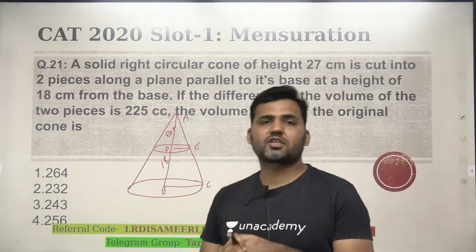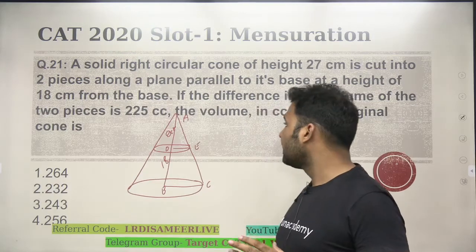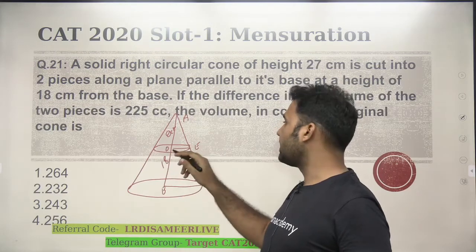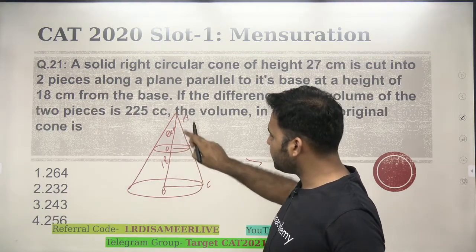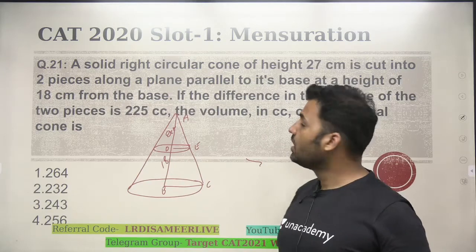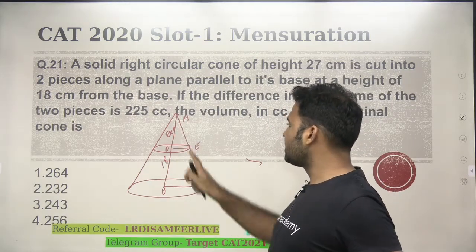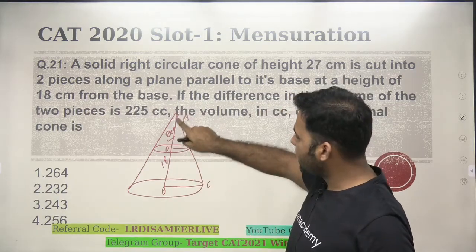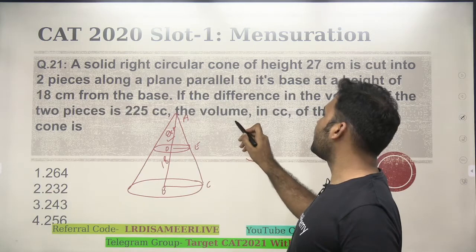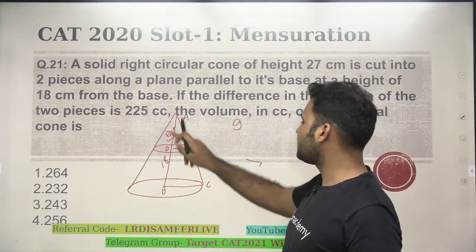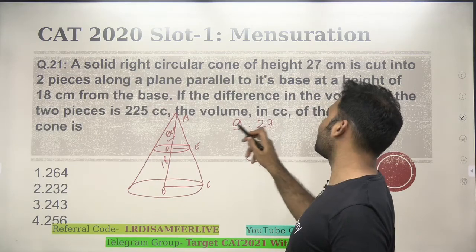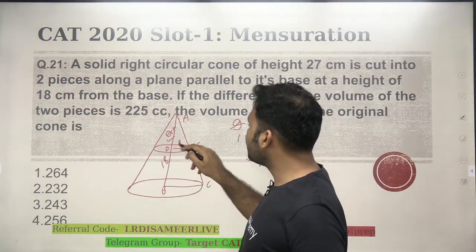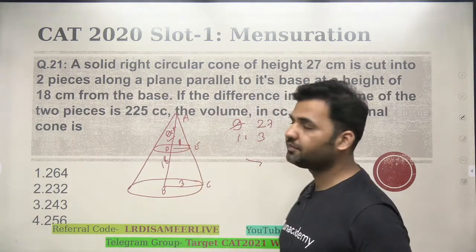A very basic question, a standard question of area and volume, that whenever you are cutting a cone by a plane parallel to the base, this triangle will be similar to this triangle. Now, if this triangle is similar to this triangle, can I apply the similarity? So, what is the height ratio? You see that this is 9, this is 27. The height ratio of triangle ADE and triangle ABC is 9:27, that is 1:3. Can I say the radius ratio will also be 1:3? So, if this is 1 radius, this will be 3 radius.